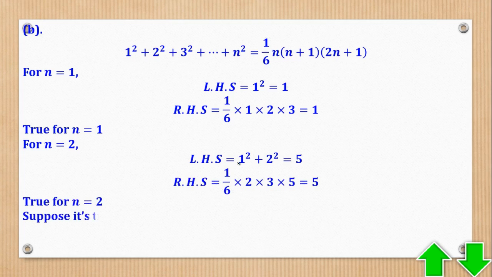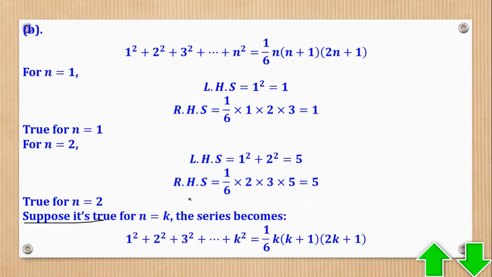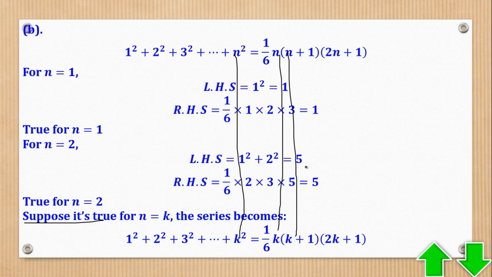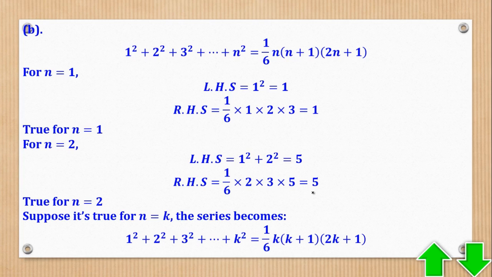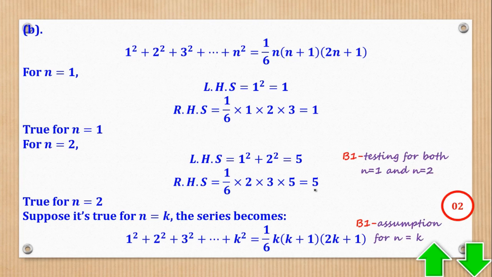Now when it comes to n equal to k, we just suppose it's true for n equal to k, the series becomes that. We have got this by replacing where there is n, we have put k. So that slide, those are the 2 marks.